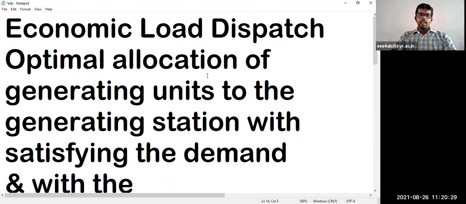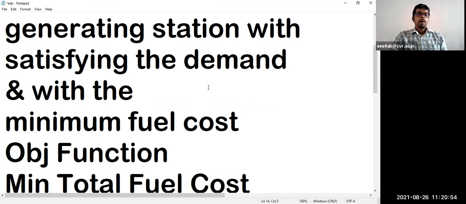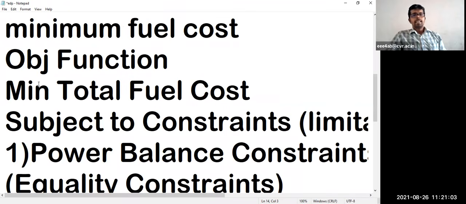This might be your first 2-mark question in your semester exam, or whatever exam you are attending. I'm repeating once again. If it is asked, what is economic load dispatch? Economic load dispatch is optimal allocation of generating units in the generating station while satisfying the demand and with the minimum fuel cost. The major objective function is to minimize the total fuel cost subject to constraints or limitations.